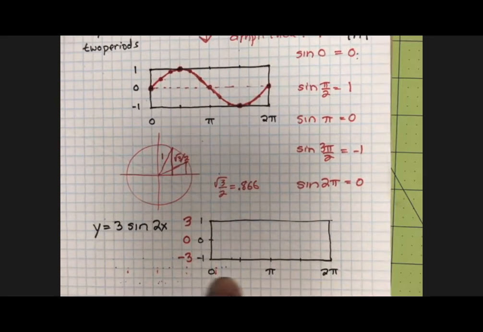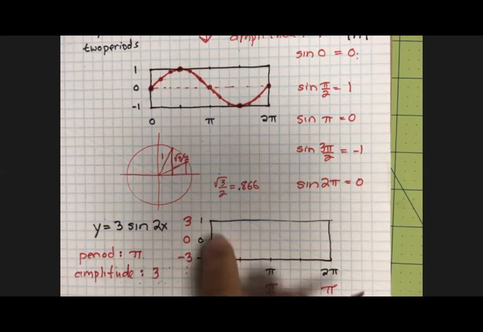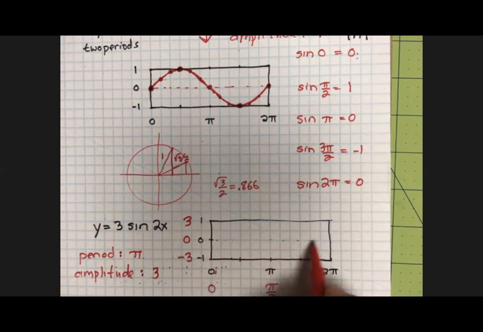It's divided every number in this box horizontally by 2. I divide every number by 2, I get 0, pi over 2, and pi. So the period of this graph is 1 pi, and the amplitude of this graph is 3. The most it deviates from a center is 3 units up and down, and it repeats itself as soon as I've gone through pi units horizontally.